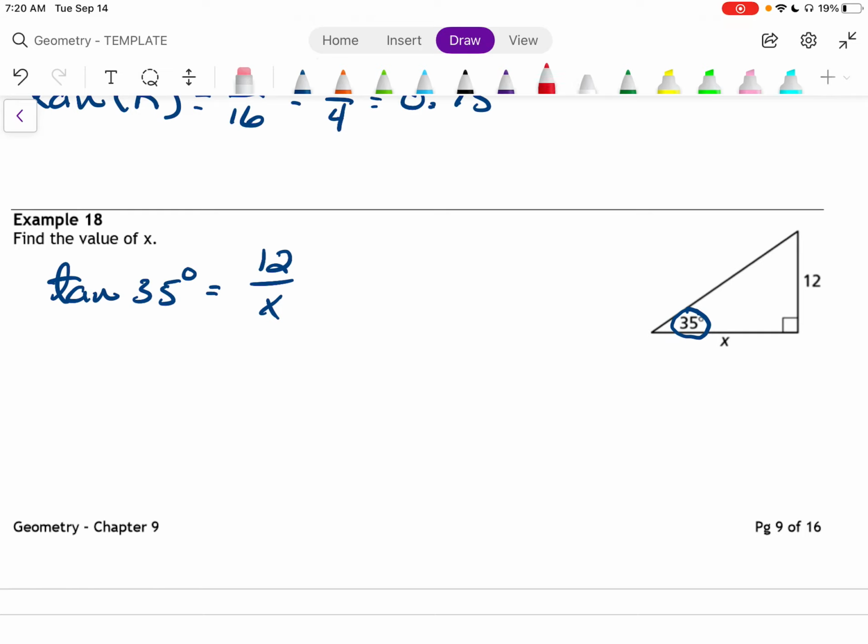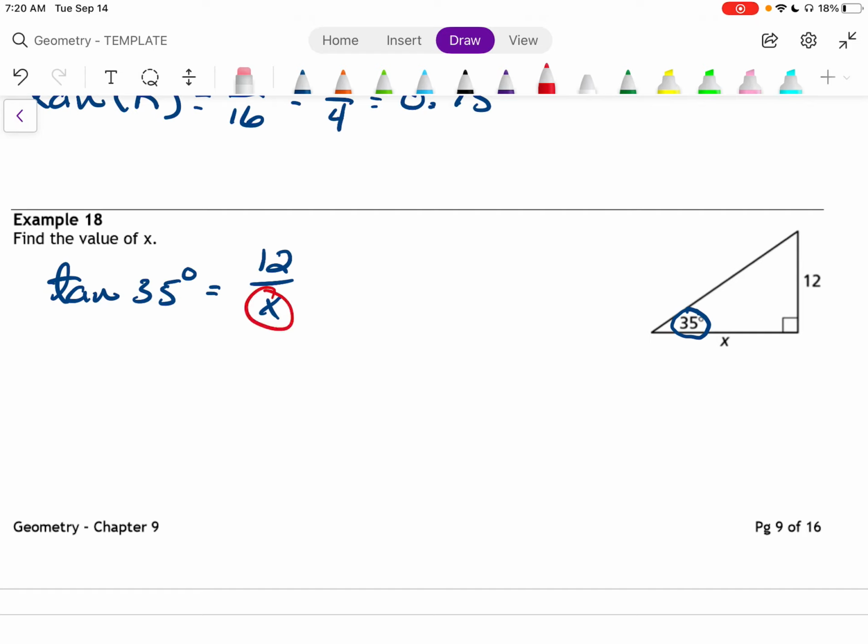Now, before I type that in, though, I want to get my x alone, because whenever you type in tangent of 35, it's a really long decimal. I don't want to round in the middle of the problem, because I'm going to have to round in order to write it down. I want to round at the very end of the problem.